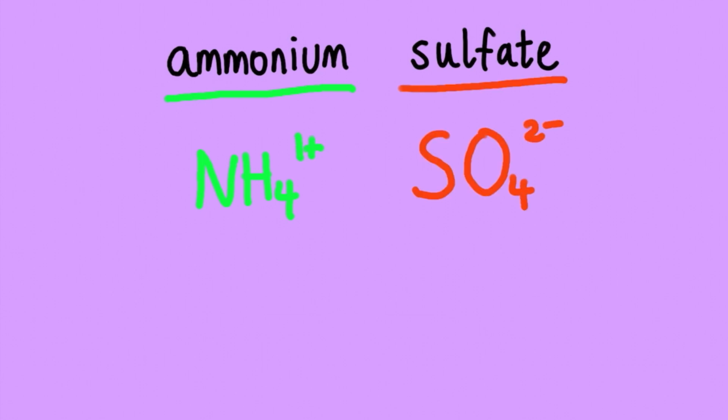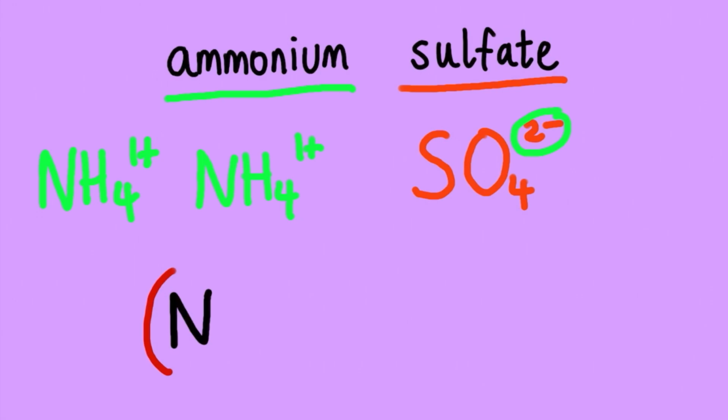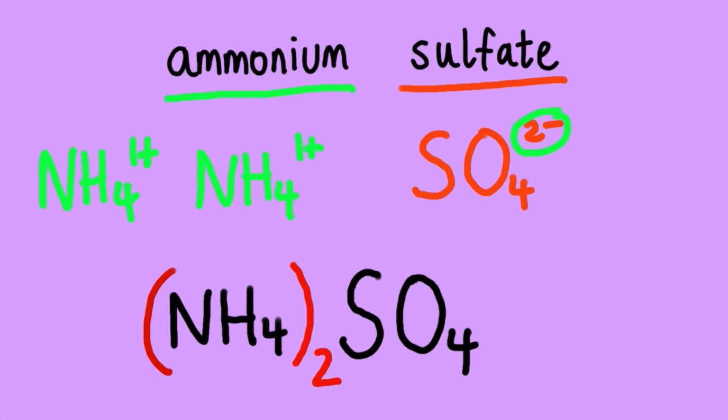So with ammonium sulfate, we've got 2 polyatomic ions, NH4 plus and SO4 2 minus. So to cancel out that 2 minus charge, we need 2 ammoniums. But how are we going to write that? So what we need to do is put brackets around NH4 and then place a small 2 next to the bracket and then SO4.